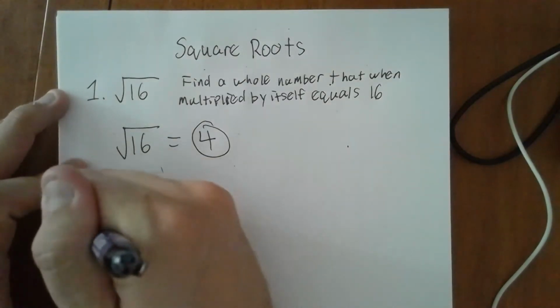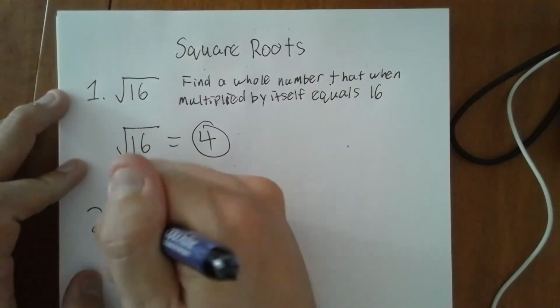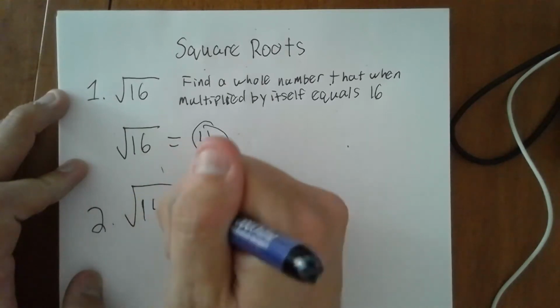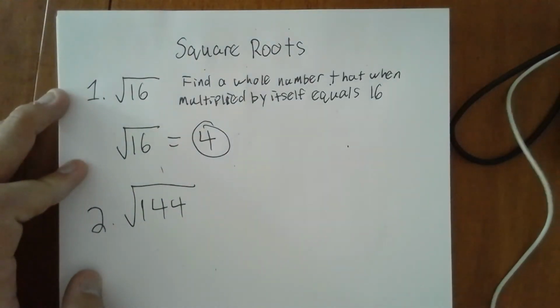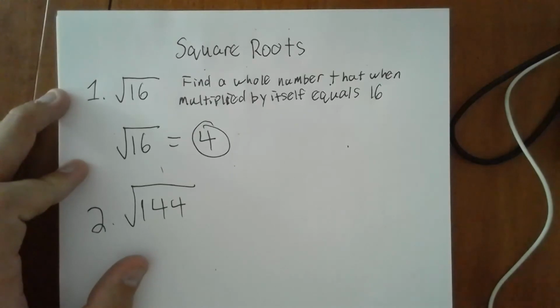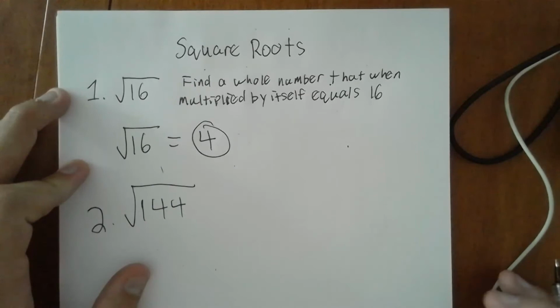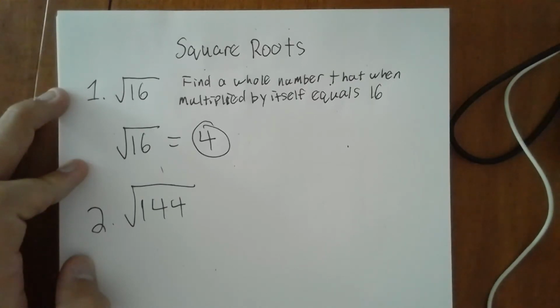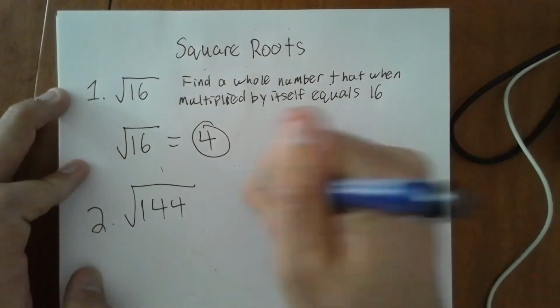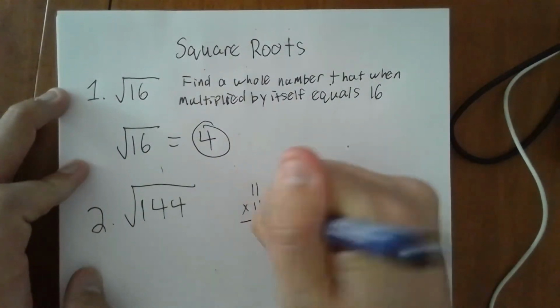So how about the second example? How about the square root of 144? Well, you could start at 1 and go 1 times 1 is 1, 2 times 2 is 4. Or you could start from something that you already have memorized, like maybe you have 10 times 10 memorized, which is 100. 100 is a perfect square. So you say 10 times 10 is 100, so I need to keep going up. How about 11 times 11? Maybe 11 times 11 is equal to 144.